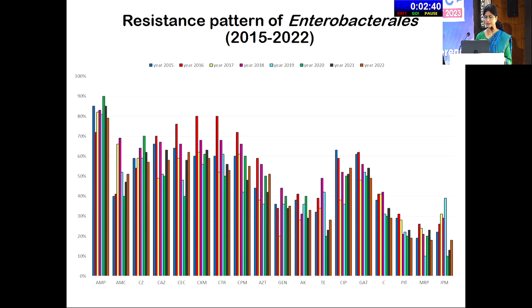Coming to enterobacterials. Enterobacterials, although they cause few infections, we are able to see that they are highly resistant organisms. And especially to penicillins, cephalosporins and fluoroquinolones, the resistance was very high. And against aminoglycosides, tetracyclines and carbapenems, also piperacillin tazobactam, the susceptibility was better. And there was no single drug against enterobacterials also, against which all the isolates were susceptible.